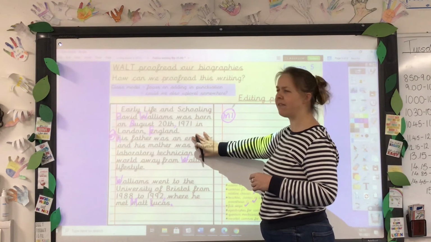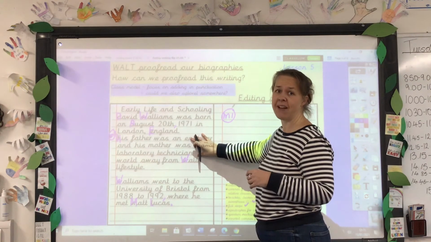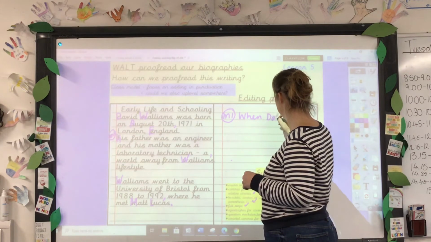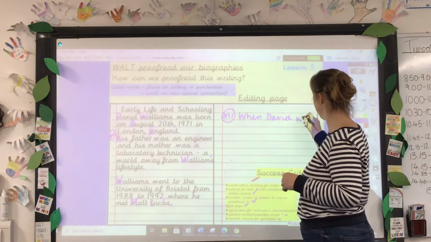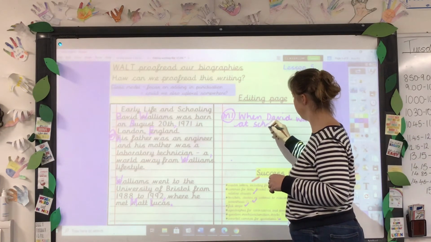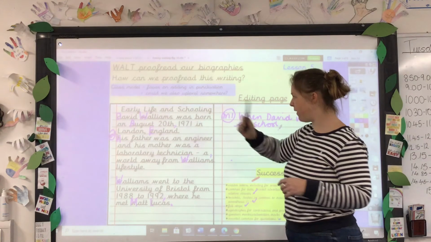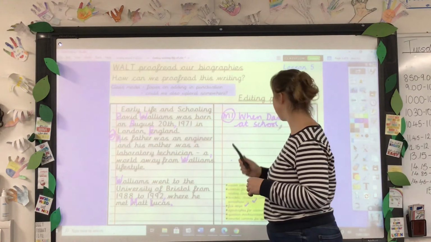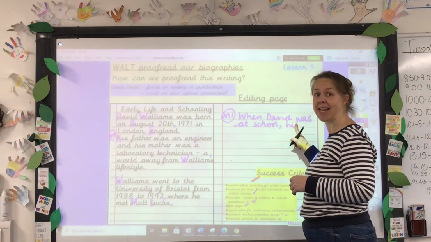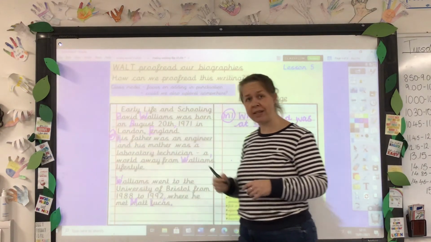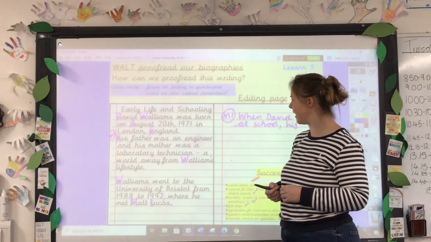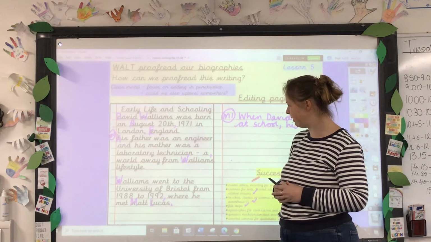So this was when David Walliams was at school. I know that because I've looked at the facts. So I'm going to say, when David was at school, comma, his father, so actually now I would need to change that, wouldn't I? So here I'm just going to put his with a lowercase h, so that I remember I don't need to use that capital over here. His father was an engineer and his mother was a laboratory technician, a world away from Walliams' lifestyle.